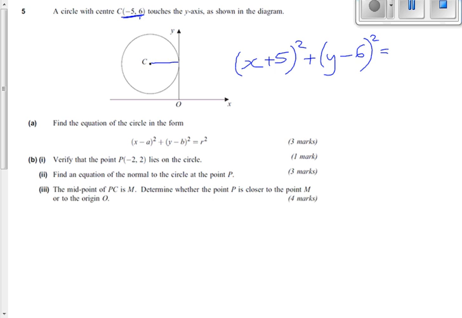Well, the radius is there to there, isn't it? And we know that this value here is minus 5, so the distance from there to there is 5. So we've got 5 squared, or 25 we can put there.